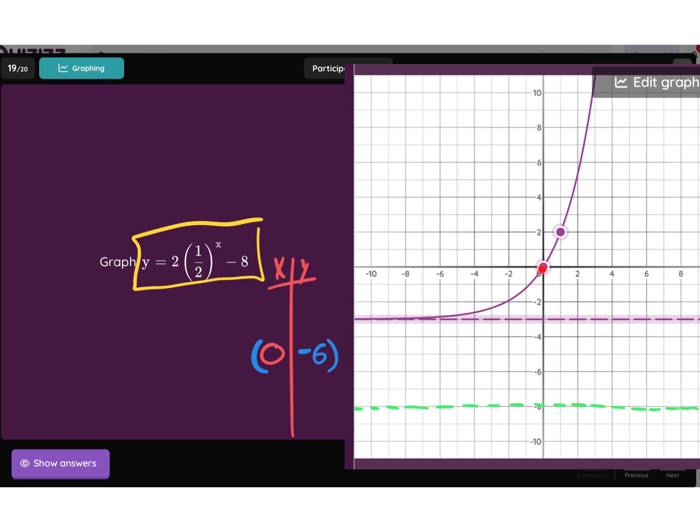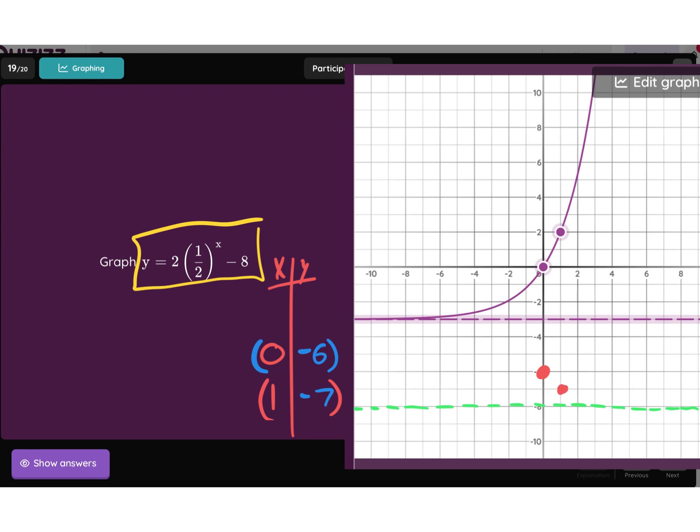So I'm going to take one of these and move it to 0, negative 6, and put a dot right there. And then I'm going to take another one simply by plugging in, let's say the input 1. Plug in a 1 right there. 1/2 to the 1 is 1/2, and then 1/2 times 2 is 1, and 1 take away 8 is negative 7. So when I plug in a 1, I get out a negative 7. Okay. So I take this one and go 1 on the x, negative 7 on the y, and it would be right there.